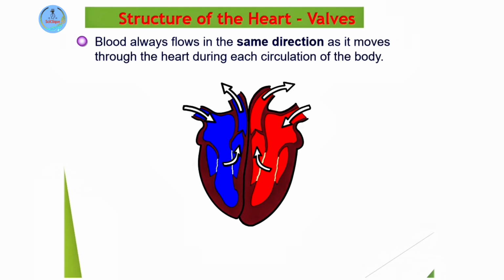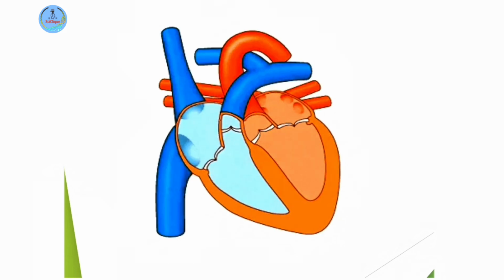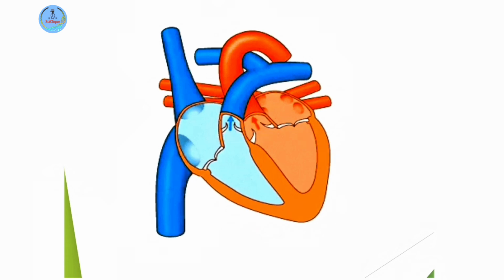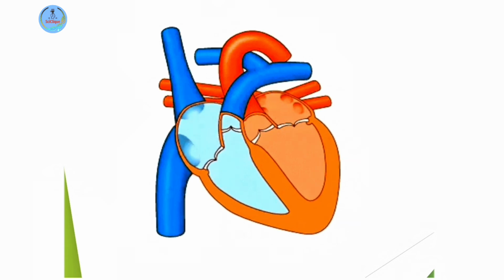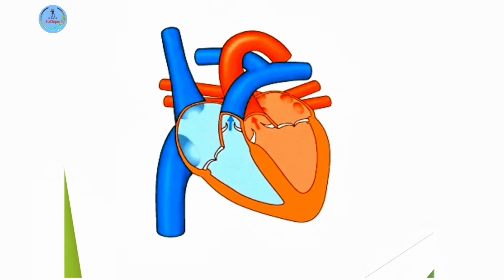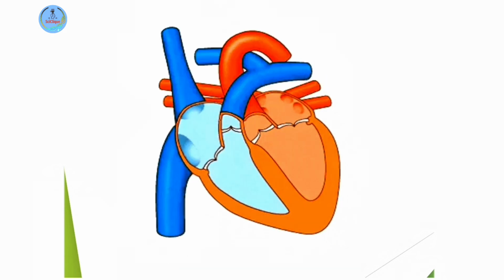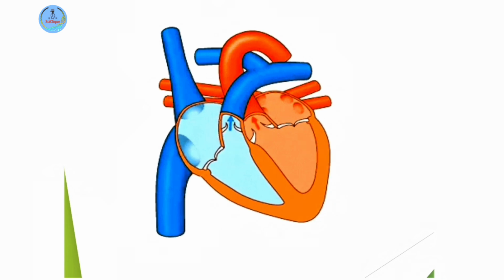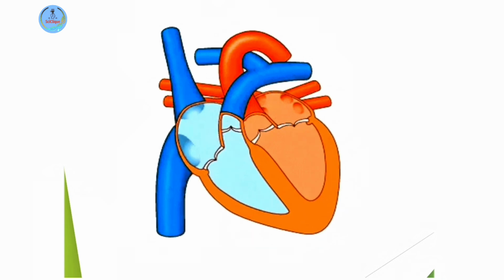So in order to prevent this, we have structures known as valves. So valves control the flow of blood. They ensure that blood only flows in one particular direction and never backwards. So over here, let's look at this. This is the right atrium. So you're going to have blood flowing from the right atrium into the right ventricle when the valves are open. And then the valves immediately close up to prevent the backflow of blood.